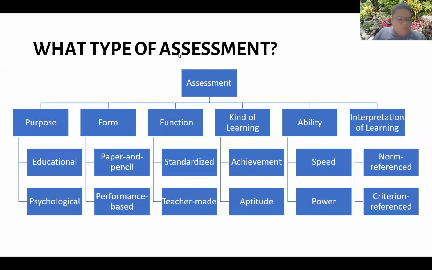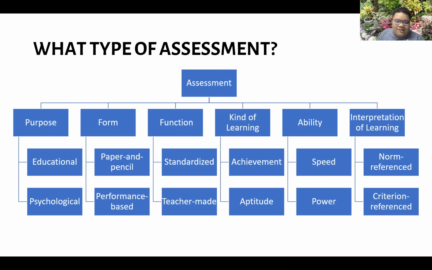Okay, so this will be a continuation of different types of assessment. If you look at the diagram on your screen, you will see that assessment can be classified in 6 ways: according to purpose, form, function, kind of learning, ability, and interpretation of learning. These different types of assessment have different purposes and different settings wherein they are applicable, and we will learn about those settings as we go along.